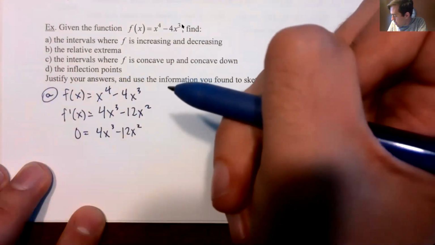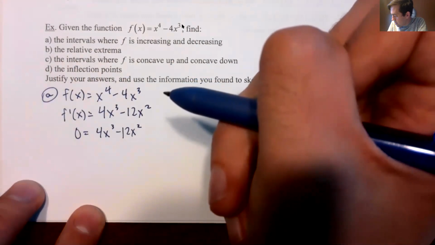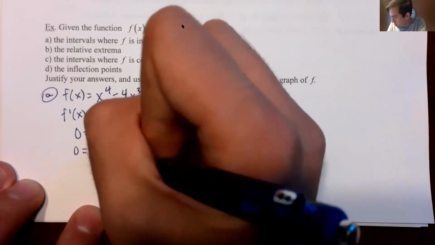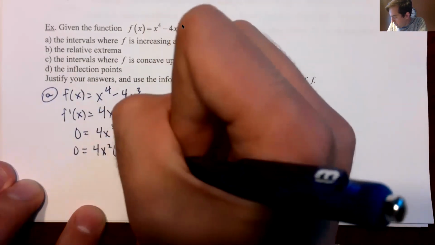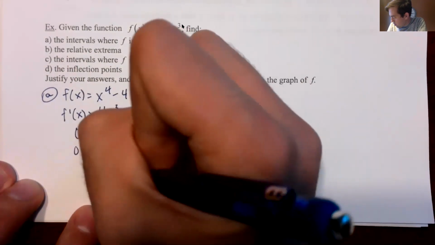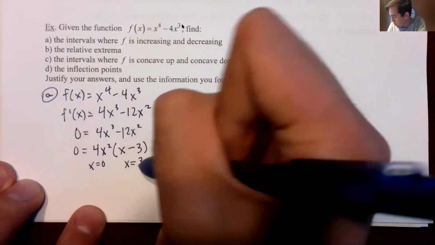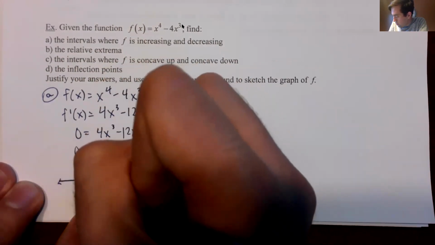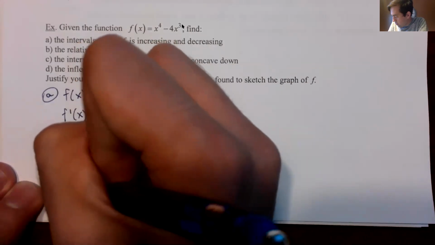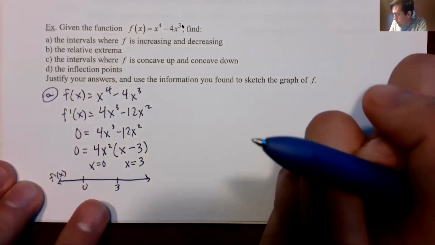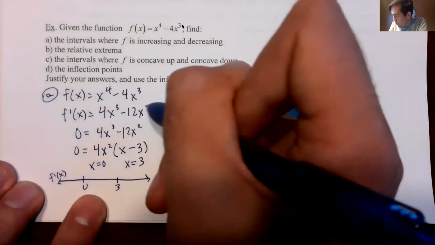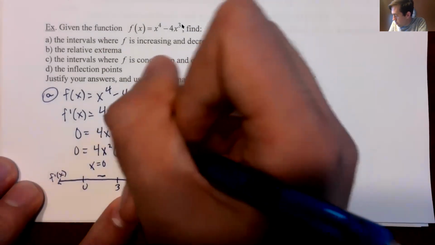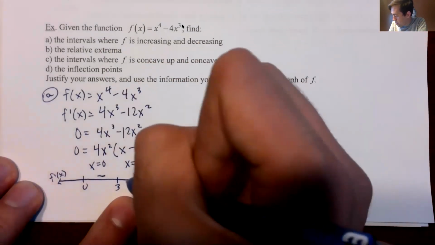And we'll have to find the x values that work here. So I'm going to factor out 4x squared, and I get x minus 3. So we have x equals 0 and x equals 3. If I make a number line here and only put 0 and 3 on it, we're looking at the first derivative sign chart. If I plug in something like 1, I'm going to get 4 minus 12, it'll be negative. If I plug in 4, it'll be 4 cubed times 4 minus 12 times 4 squared. It's going to be positive.